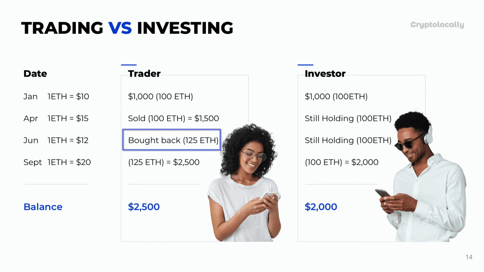The investor is still holding 100 ETH. Are you guys getting it? The investor is still holding 100 ETH. Nothing is changing, just the value of the ETH is changing. But the trader is increasing the units of his ETH, while the value of ETH is also growing.